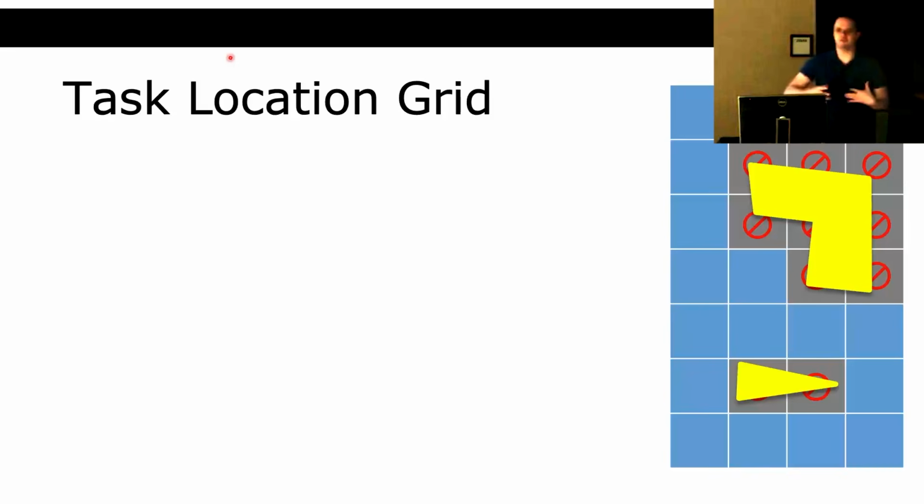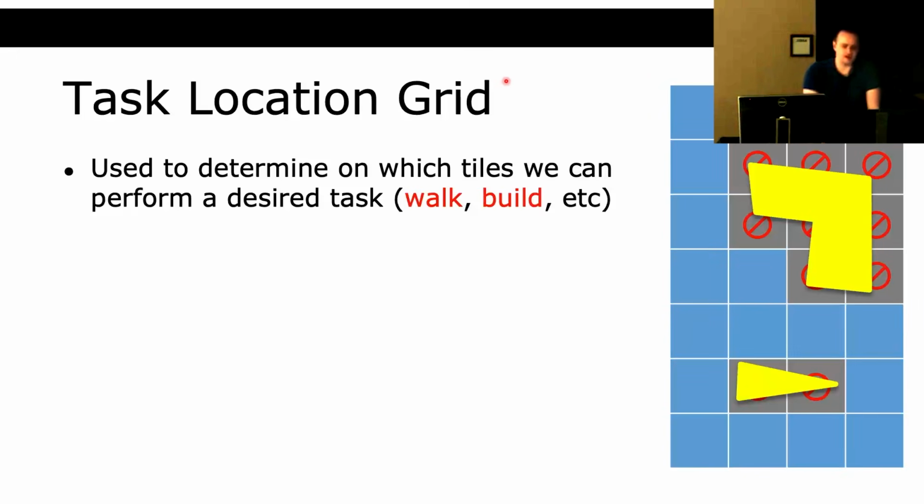It's not always the case that we want to do pathfinding. Sometimes there are other things that we would want to be able to do in an environment. And so a task location grid is another type of grid that you could overlay onto an environment if you want to. This is used to determine which tiles or cells of the grid we can perform desired tasks on.